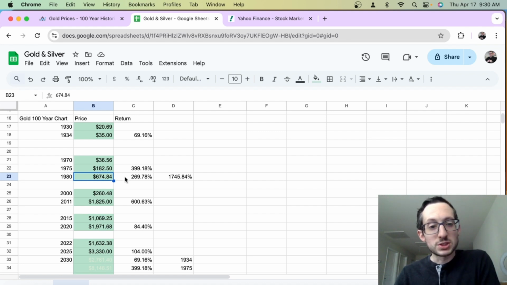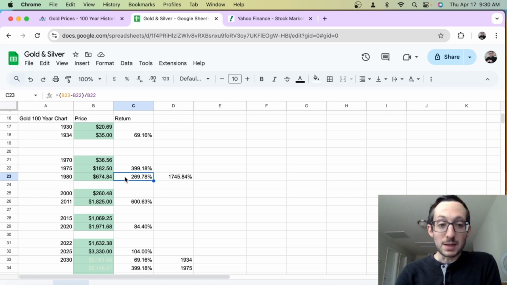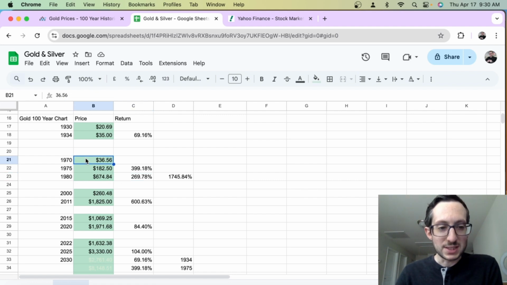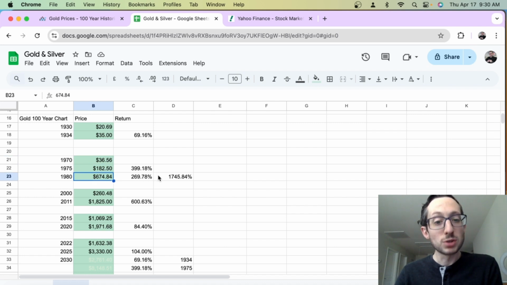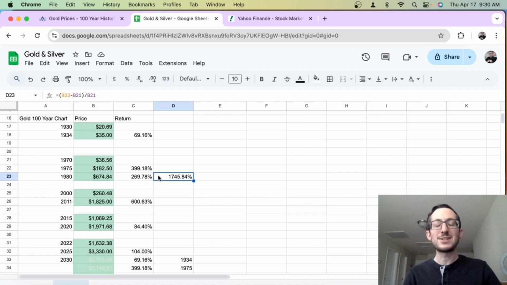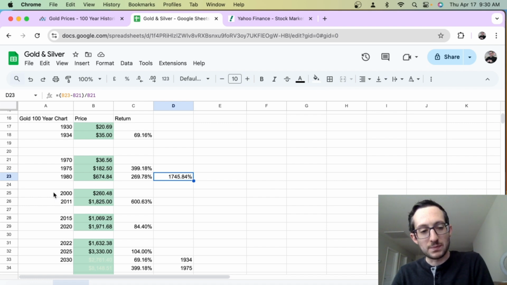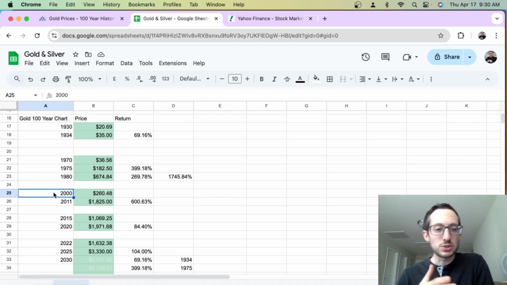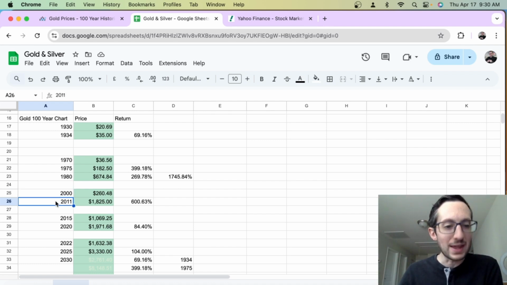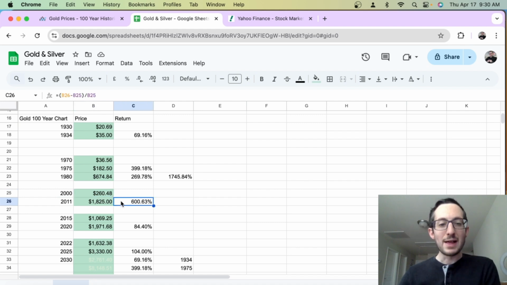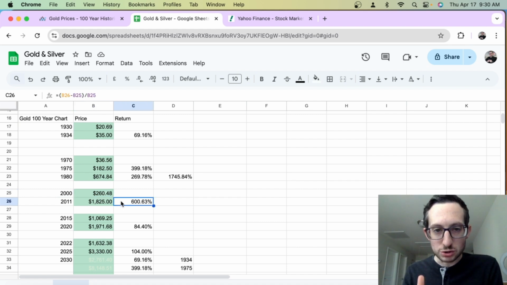And that was over 260% increase. And if you look from the beginning of the 1970s to 1980s, that total increase was over 1,700%. Pretty wild. Then next, we're looking at the beginning of 2000 to 2011. That whole decade of a bull run started at 260 going up to 1,800. That was an over 600% increase.